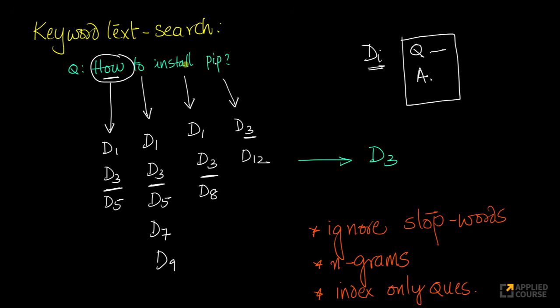So what are we doing? We are breaking a given sentence into words and we are searching for documents, which is nothing but question answer pairs, which contain these words, and we are trying to find an intersection of all of them. So here we can say D3 contains all these 4 words, and hence D3 might be a potential similar question to the question that the user is asking, right? This is how typical keyword text search works.